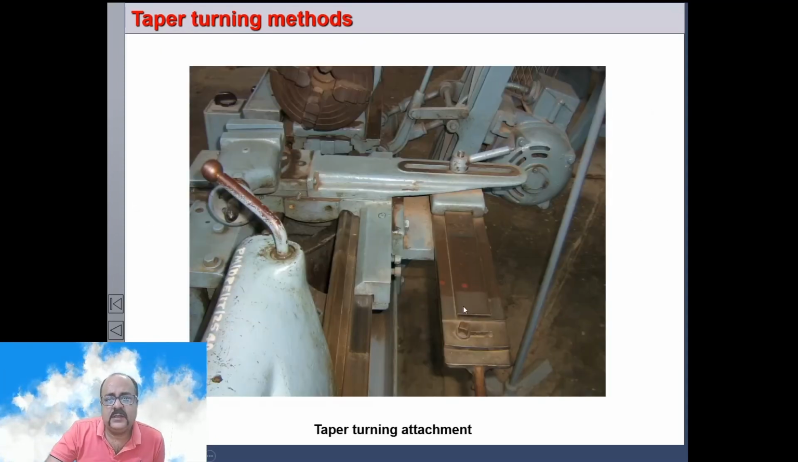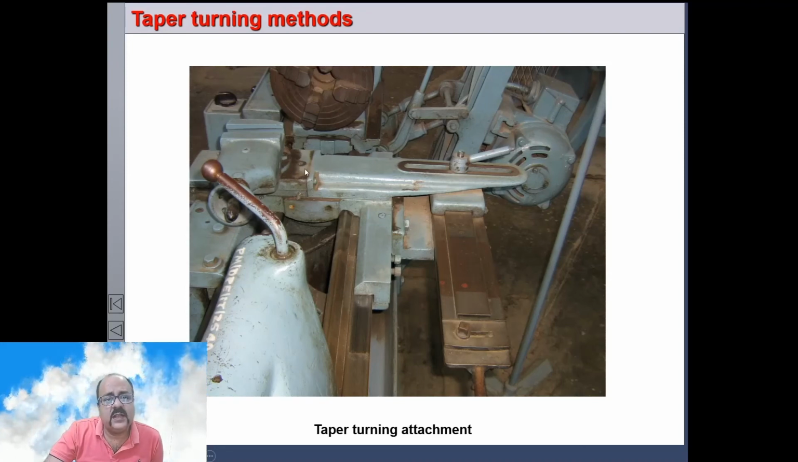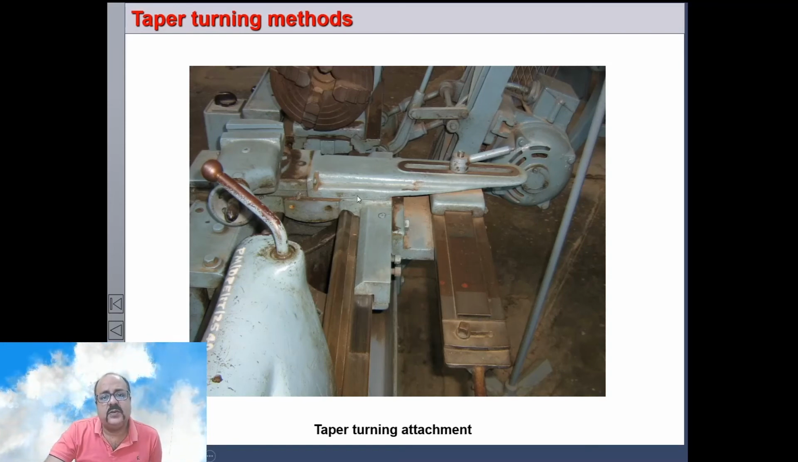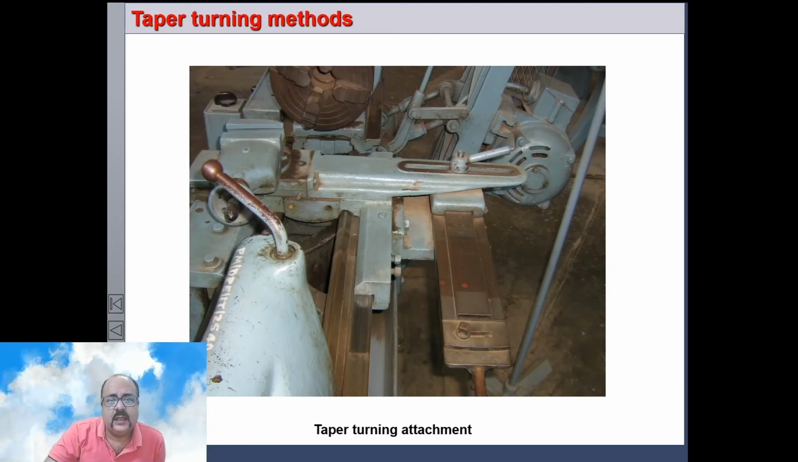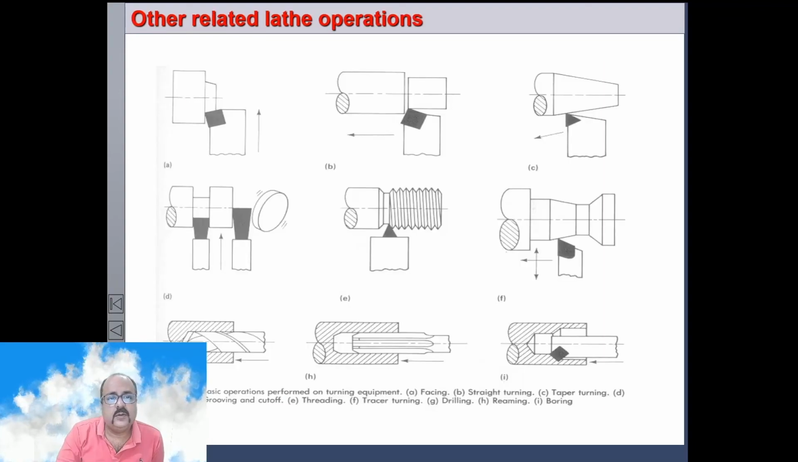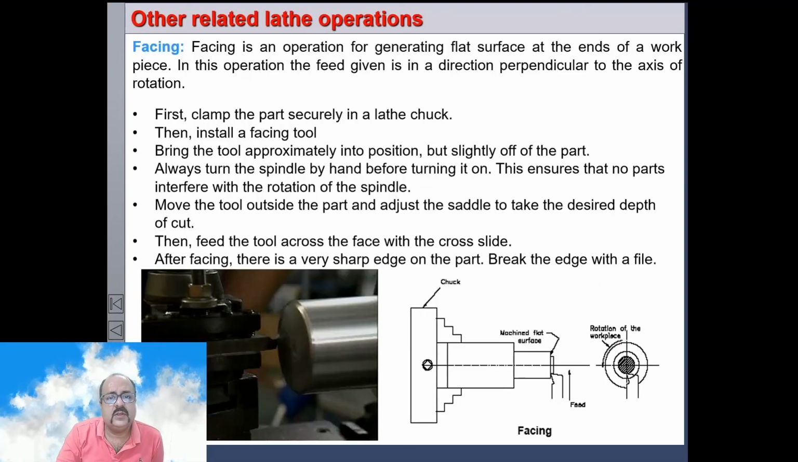So here you can see this is the taper turning attachment. This can be rotated at a particular angle and can be set. So here we loosen it. The cross slide will be loosened from the saddle here by loosening this screw. Once it is loosened, if we give feed here, it will move according to these ways and not this way. So it will move in an eccentric manner, cutting taper. So there are other methods, other processes also.